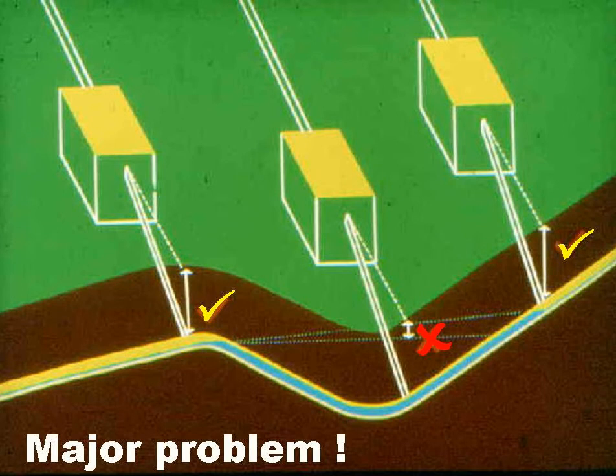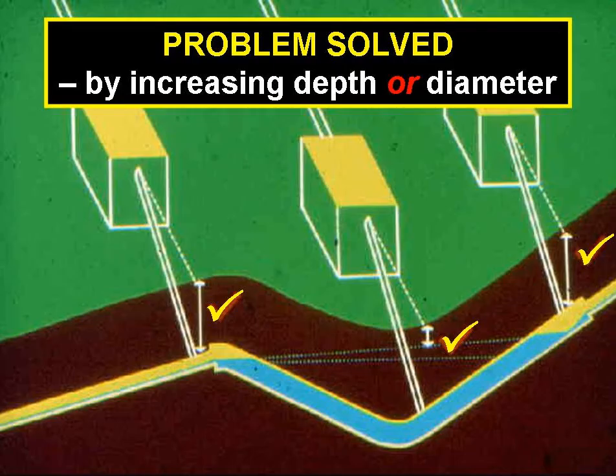This slide shows a major problem with the interceptor tank in the centre. Wastewater is going to flow from the sewer into that interceptor tank because the level of the invert of its outlet is below the hydraulic grade line. This problem should have been solved at the design stage, either by increasing the depth to which the sewer under pressure flow is laid or by increasing its diameter.